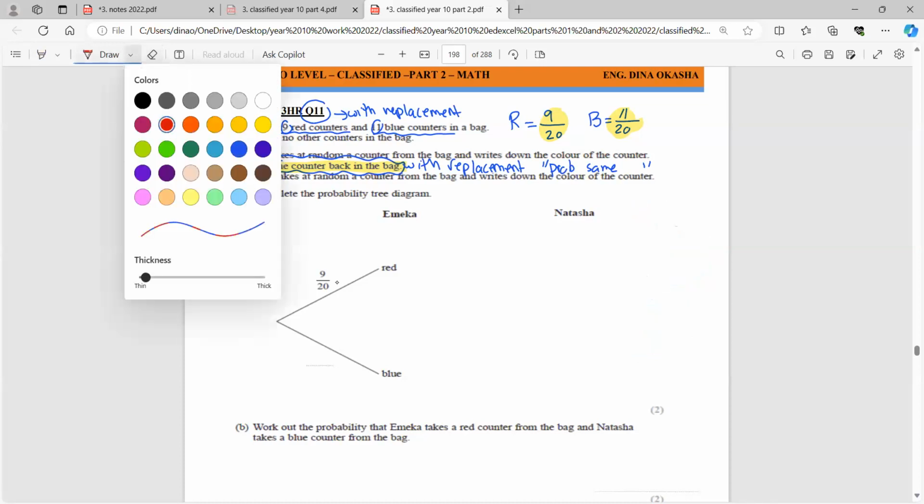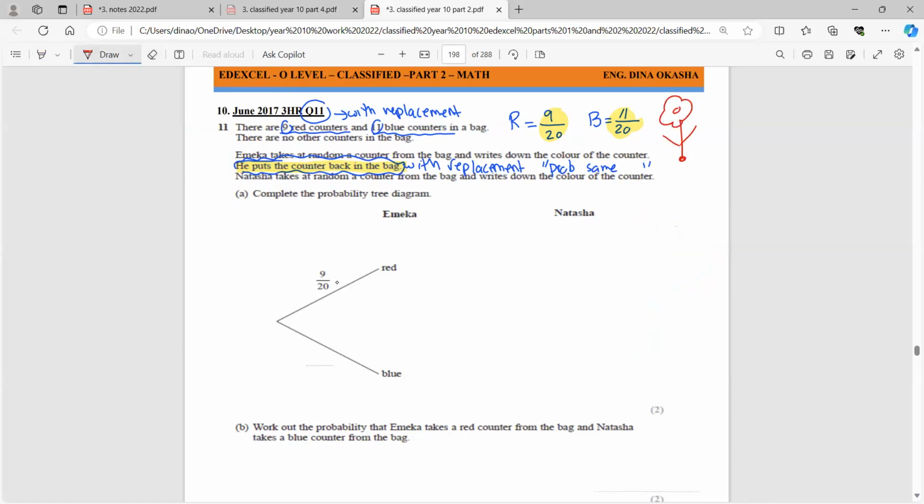And our tree in this question has 2 branches. I can't tell if this is a tree or a flower. Our tree has 2 branches. One of the branches will be red and the other will be blue. This is my tree. How do I translate it mathematically? Red and blue. Write the probabilities. So the red is 9 over 20 and the blue is 11 over 20. The sum of the dots is always equal to 1.